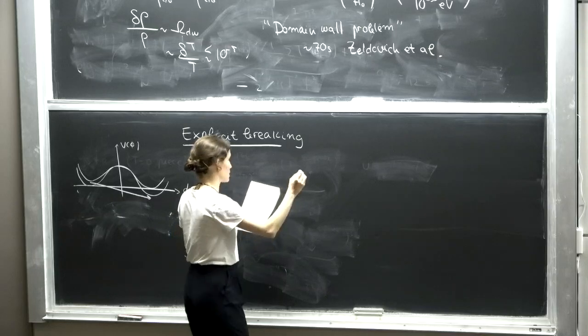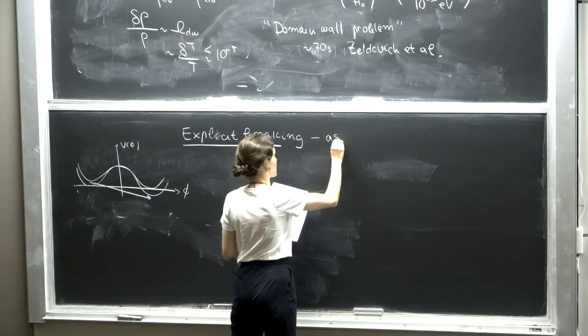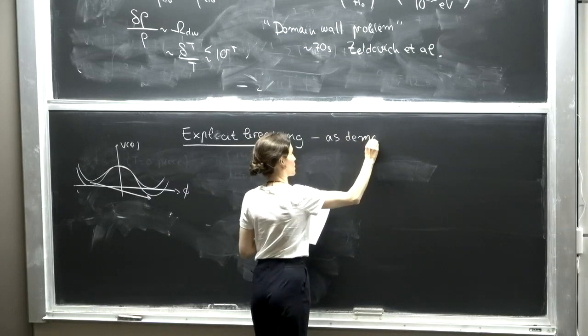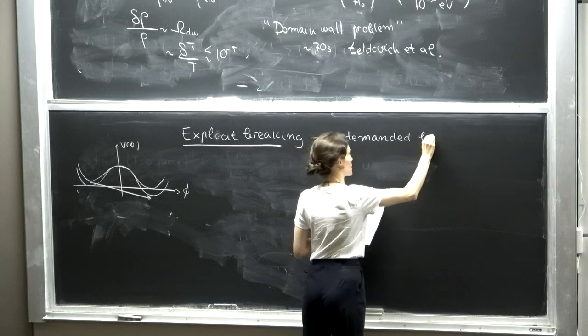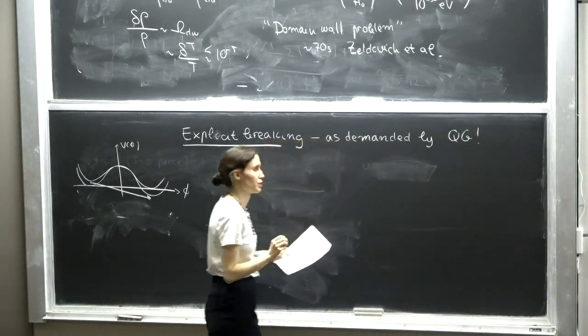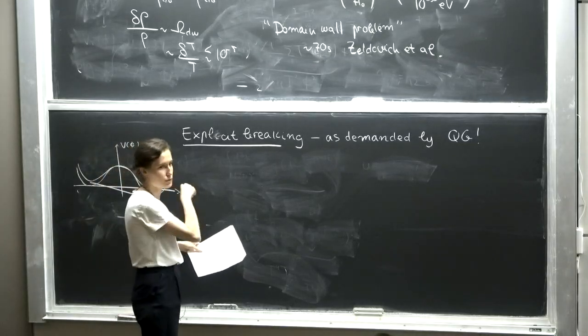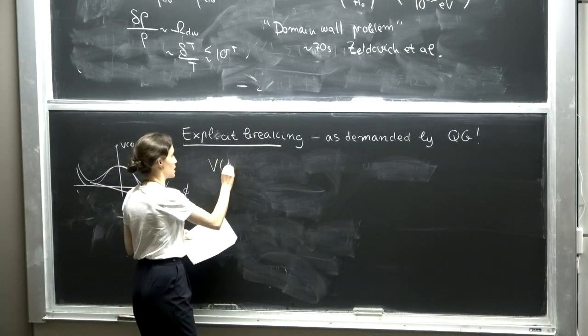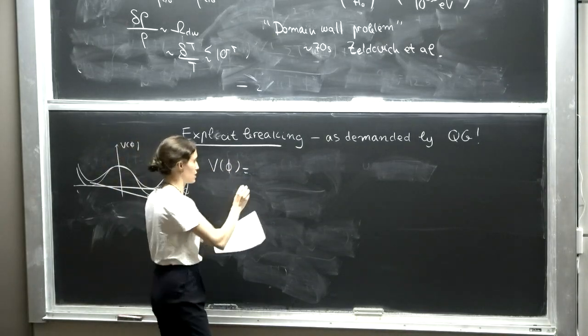And it's a nice thing that it happens to be that explicit breaking of an otherwise global symmetry is sort of like a requirement in any UV-complete theory of quantum gravity. So let us estimate what kind of size of breaking we need just by considering the leading Planck-suppressed operator.